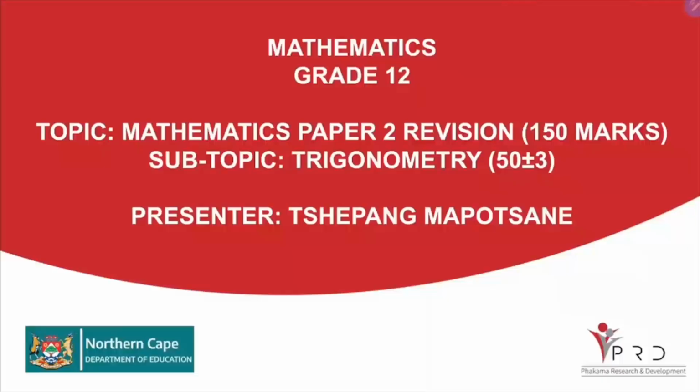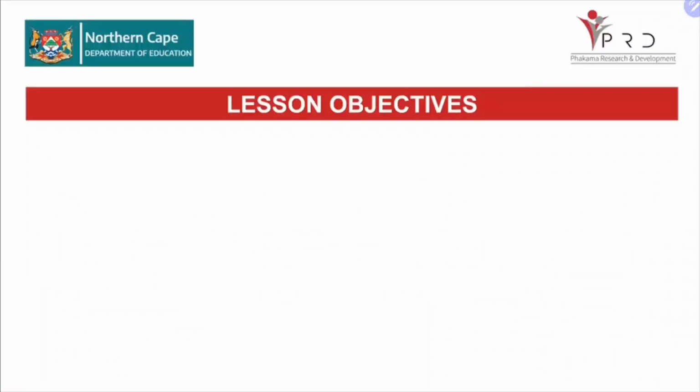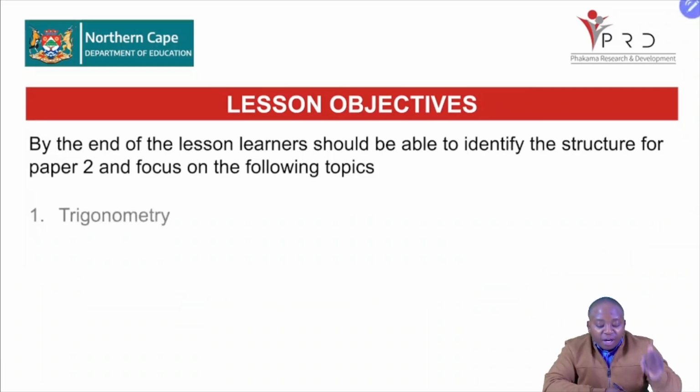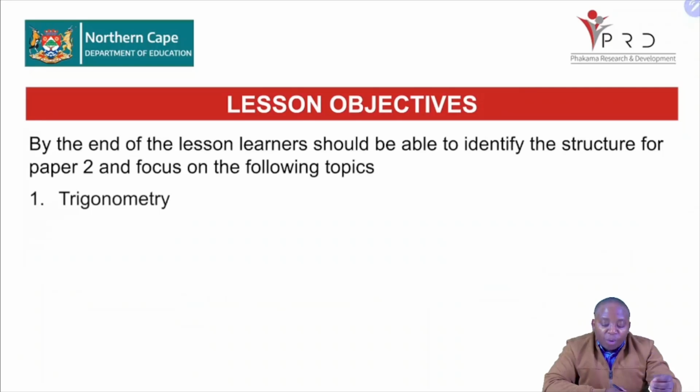Now, grade 12, in today's lesson, we turn our attention to paper 1 revision as we are preparing for our June examination. For this revision, we are going to focus on trigonometry. And remember, trigonometry weighs around 50 marks in our paper. By the end of this lesson, grade 12, you must be able to identify the structure for paper 2, and we are focusing on the topic of trigonometry.